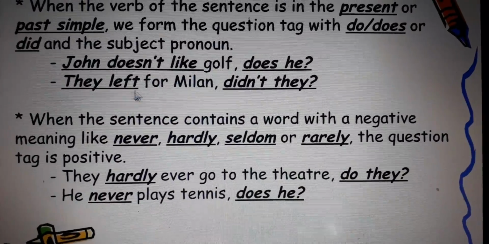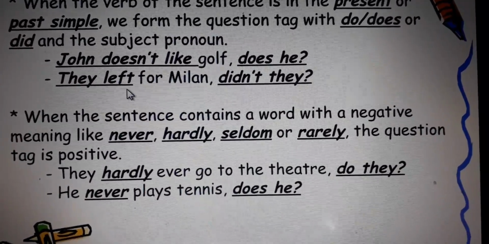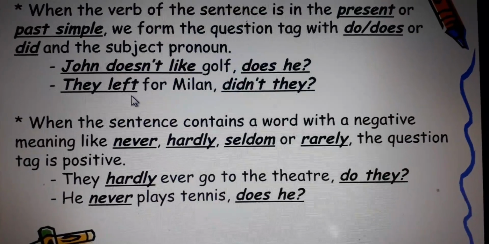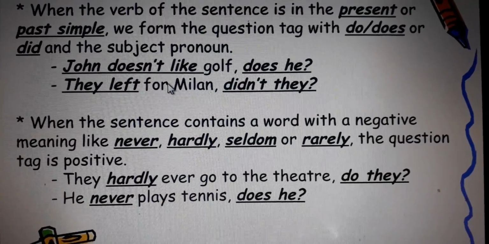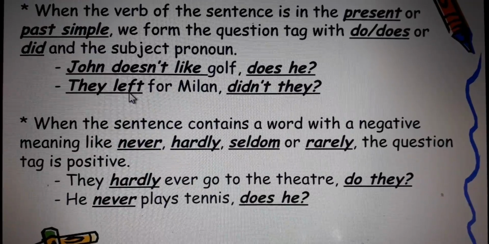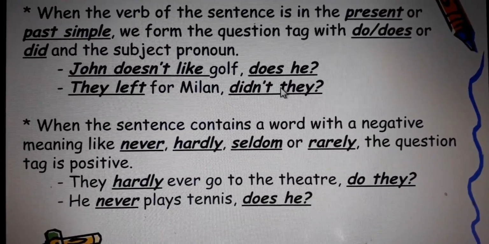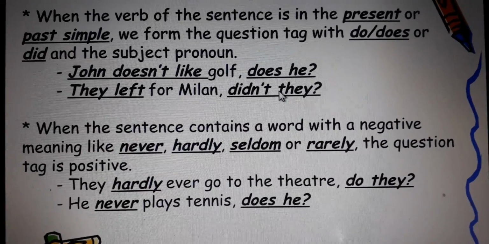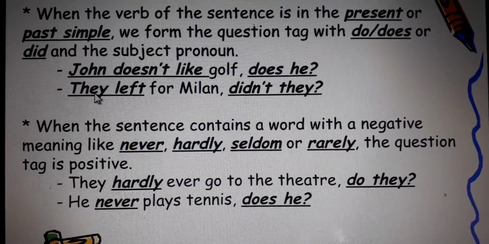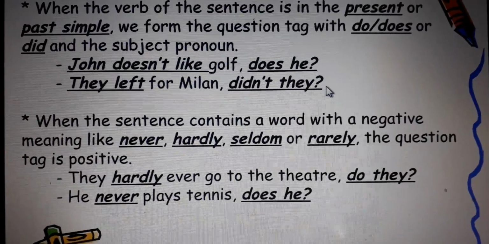They left for Milan. Now here, left, no helping verb is there. Left, you know, is the past form of the verb, so it is in past tense. The sentence is in past tense, so we are going to use did, and there is no negative here. It is a positive sentence, so we are going to provide a negative question tag. So didn't they, followed by a question mark. I hope this is clear.